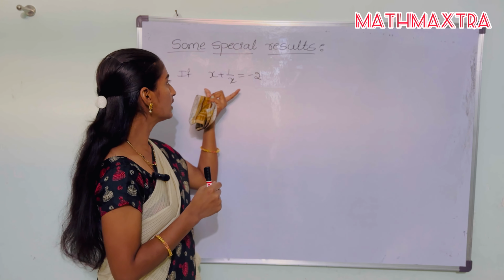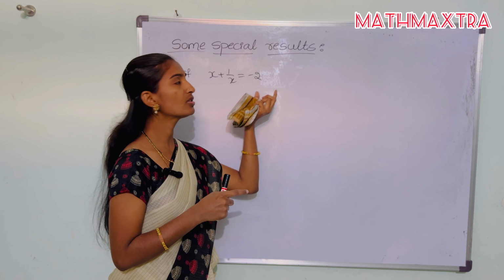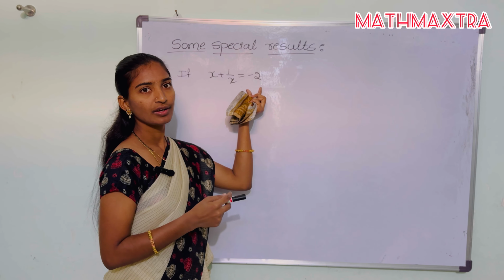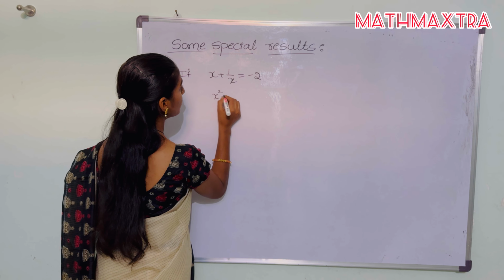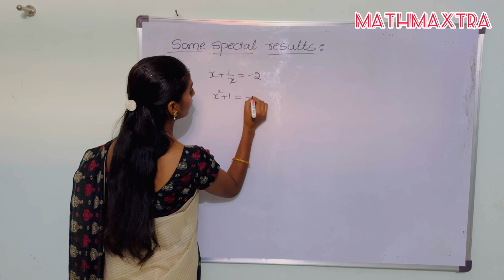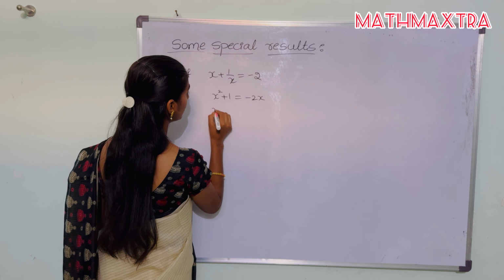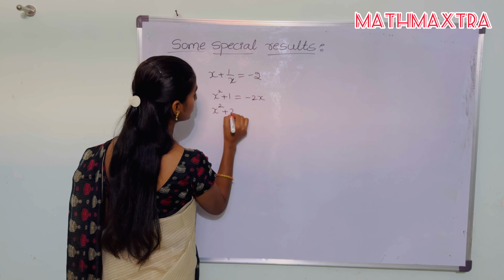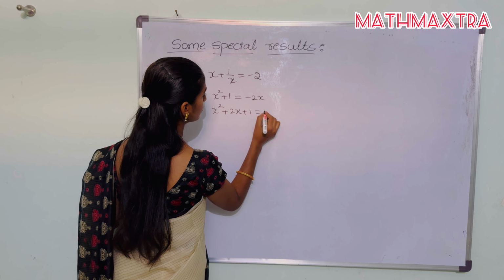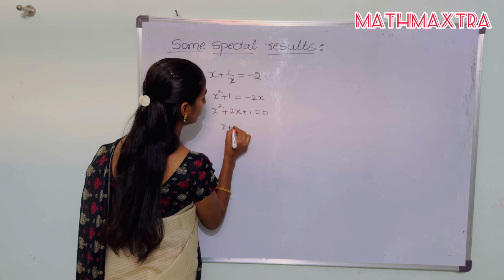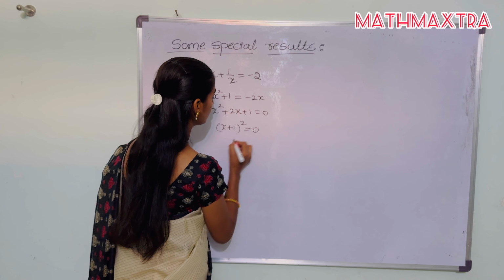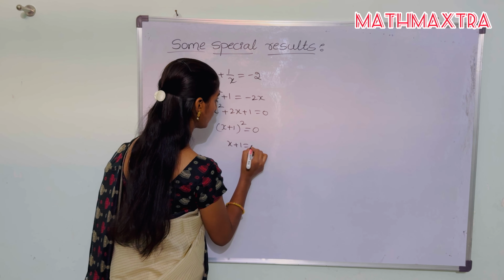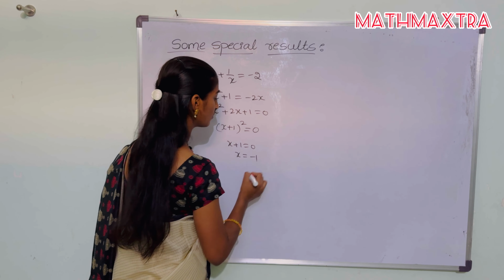So if in the question x plus 1 by x is equal to minus 2 is given, now you simplify this. What happens? x square plus 1 is equal to minus 2x. Okay, which is x square plus 2x plus 1 is equal to 0. This looks like a plus b whole square, that is x plus 1 whole square is equal to 0. x plus 1 is equal to 0. x is equal to minus 1.